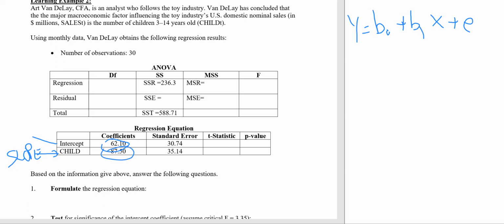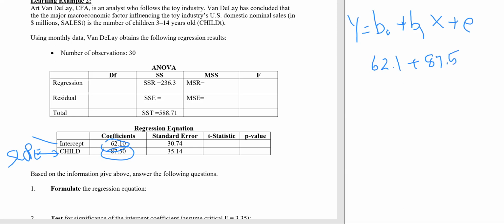So here it is. The intercept beta naught is 62.1, and then plus, because it's a positive number, beta 1 is 87.5.